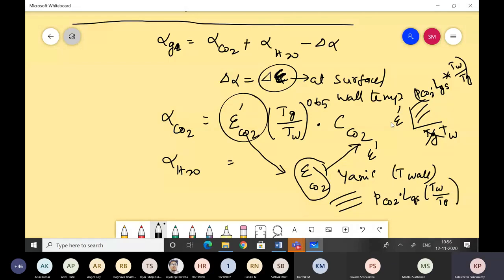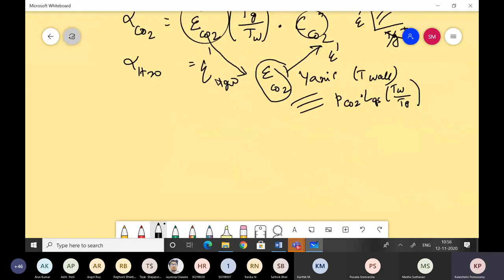Same way for your H2O, and same way, I think correction factor, they have not said anything. Let us not get confused. If I come to know about correction factor for absorptivity, I'll let you know, right?